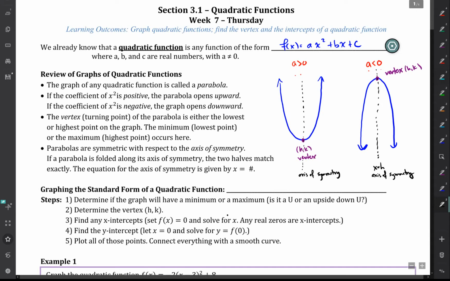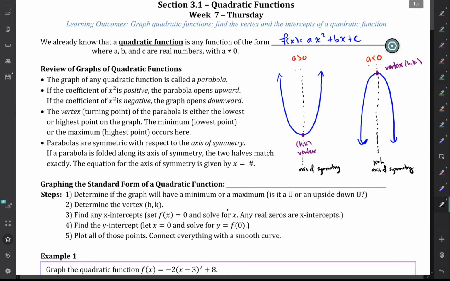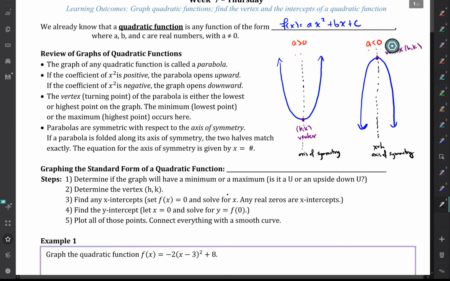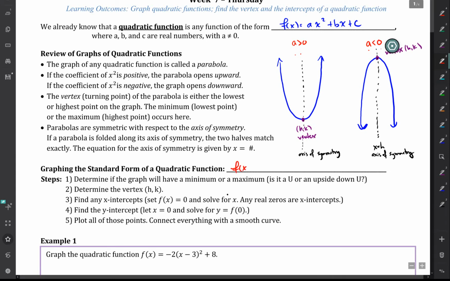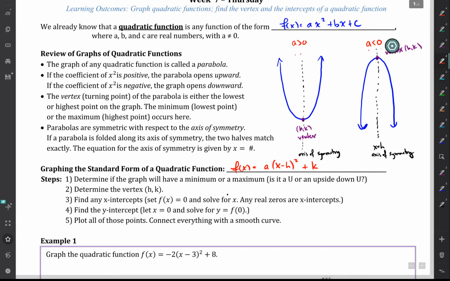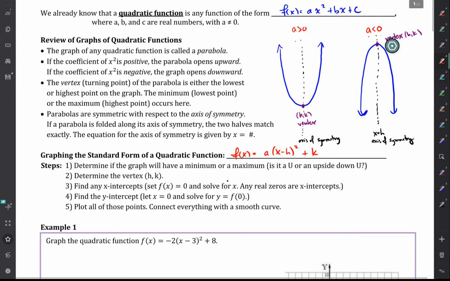Okay, so that's a quadratic function, and now there's a thing called the standard form of a quadratic function, and that is an equation of the form f of x equals a times x minus h squared plus k. Okay, and the reason why this is the standard form of the equation is it actually tells you exactly what the vertex is, so the axis of symmetry in this case. So we'll work on putting functions into standard form in a second.